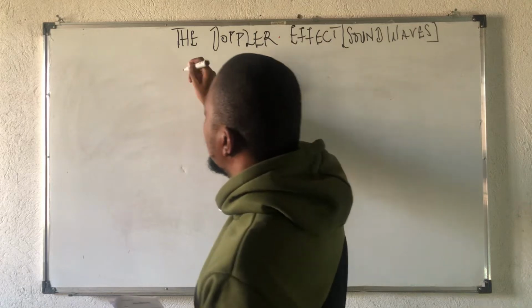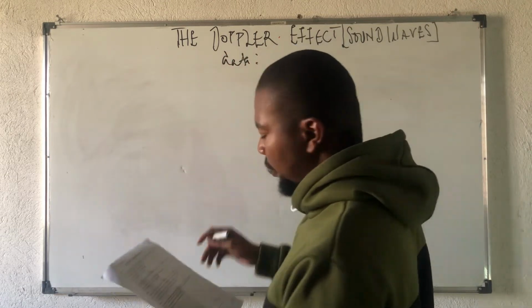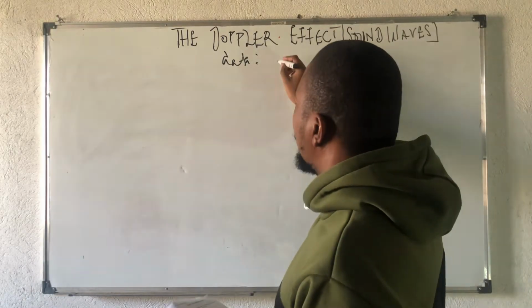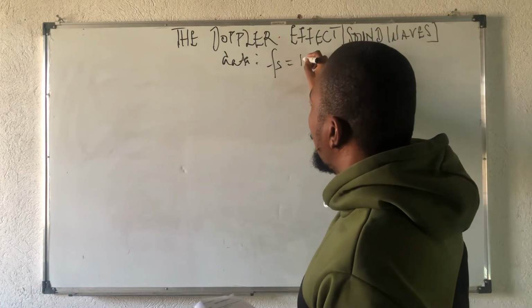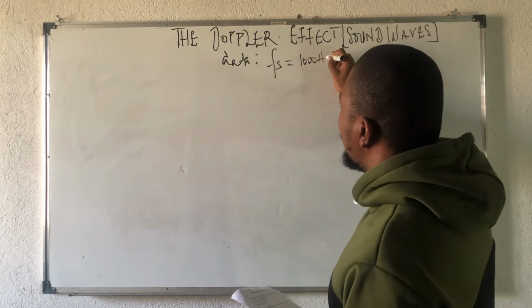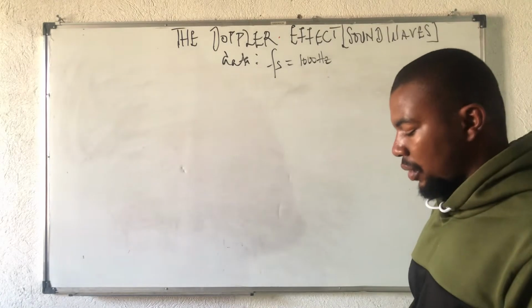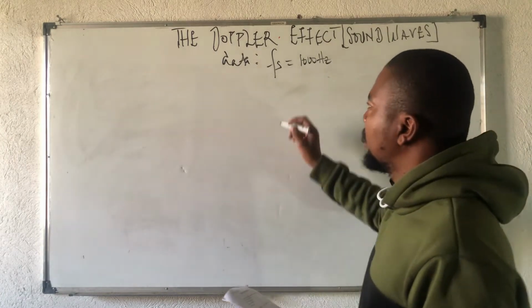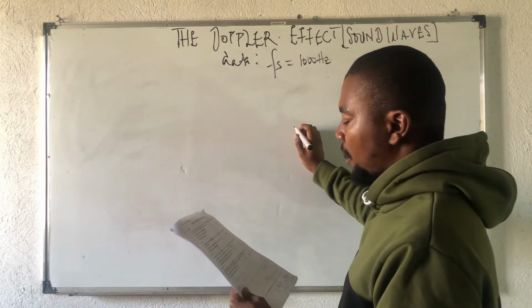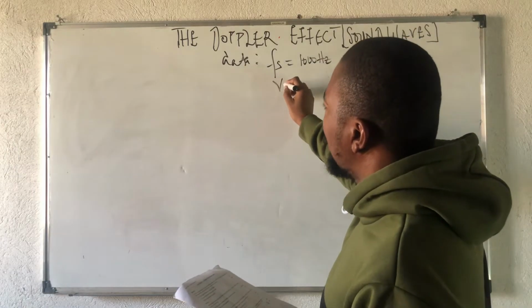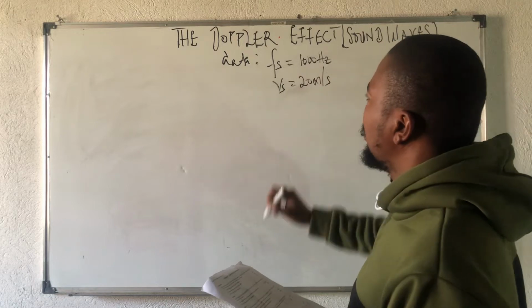So our data, we have the frequency of source. This is equal to 1000 Hertz. So frequency is measured in Hertz. That's the SI unit for frequency. And then we also have the velocity of source, which is our Vs. This is equal to 20 meters per second.